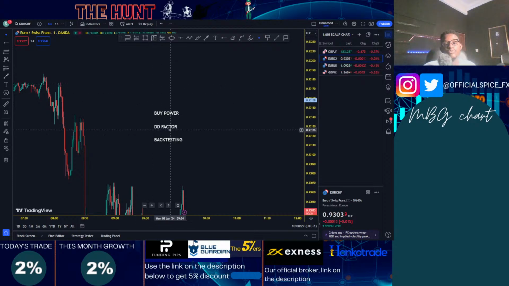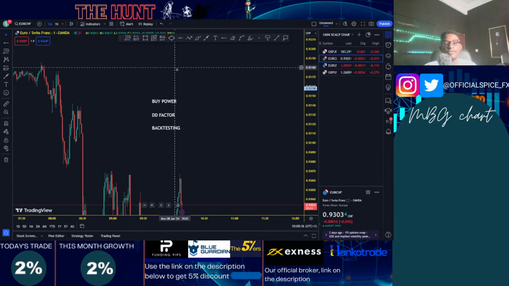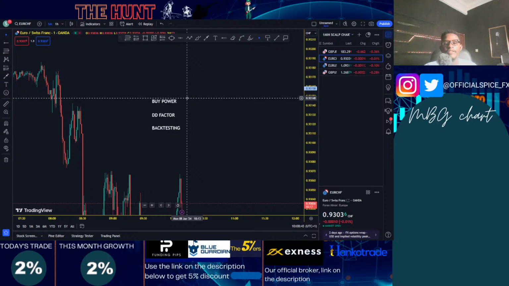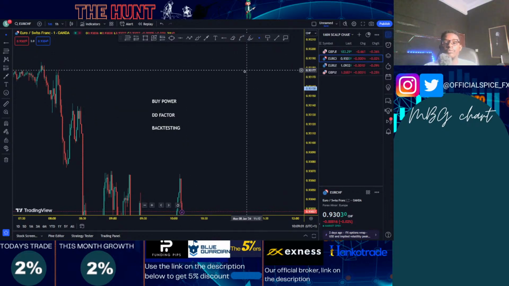Those are the things you need to put together. At the end of the day, it's what will determine your buying power, how much you're going to be risking per trade. Basically, what I do is multiply my DD factor by 3. So if in 6 months or 1 year my highest drawdown is 6, I multiply that by 3, which is 18.